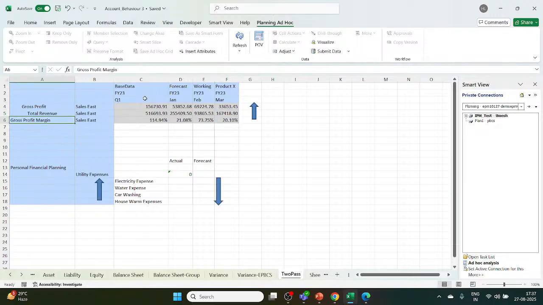So our profit margin would be, in the January month, 21.08%. Here it is 73.75%. Here in the March month it is 20.10%. It is our gross profit margin. We can see.